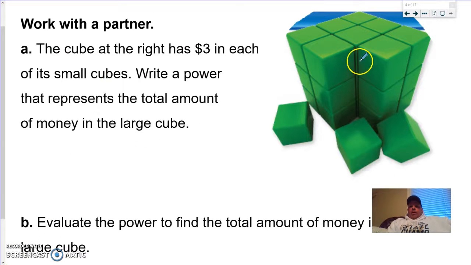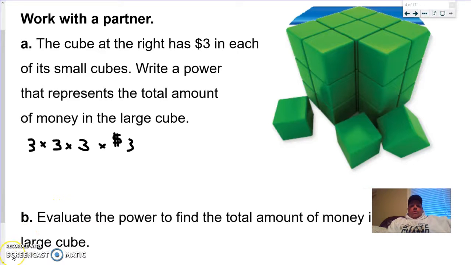I have a cube right here at the right that has $3 in each of the small cubes. Write a power that represents the total amount of money in the large cube. So I want you to write a power of 3 in this case to see if you can come up with that. Please pause the video, and when you get back, start the video up.